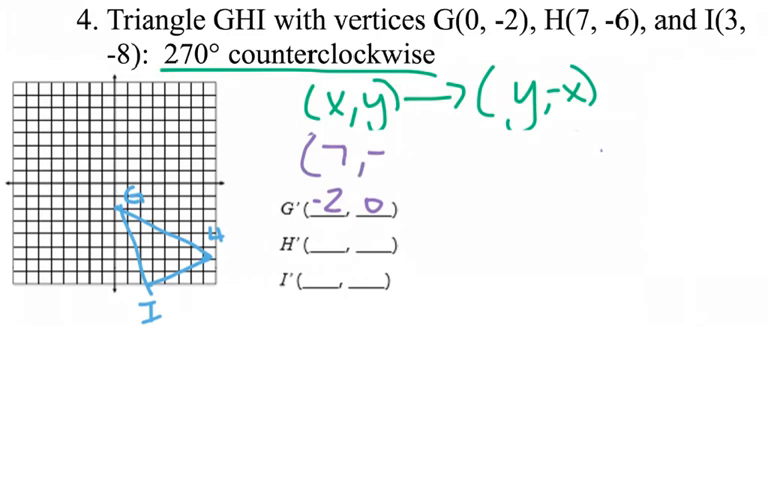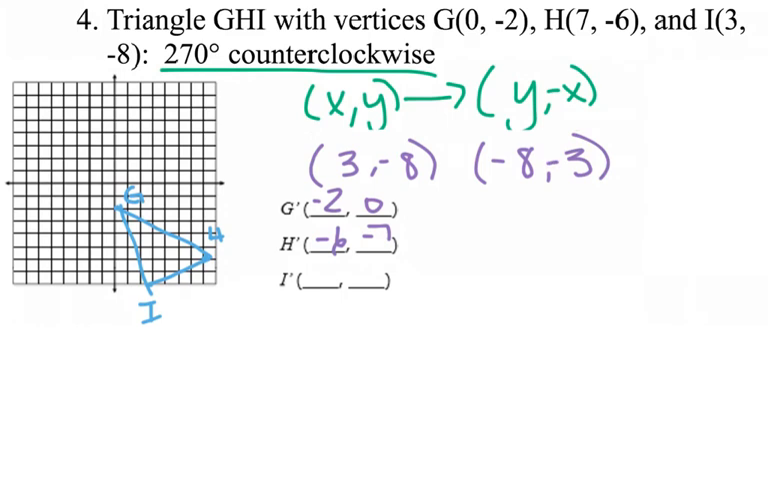You got 7, negative 6. I'm going to make these switch places, and then I want my original x, the 7, to become the opposite sign. So this one's going to be negative 6, negative 7. And then the last thing I'm going to do is I'm going to take that point 3, negative 8. I'm going to switch the coordinate points. And I want my original x coordinate 3 to be the opposite sign. So it's going to be negative 8, negative 3.